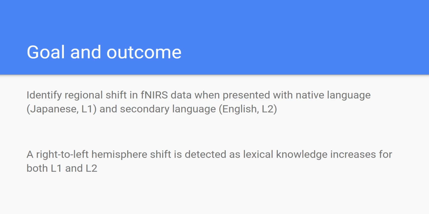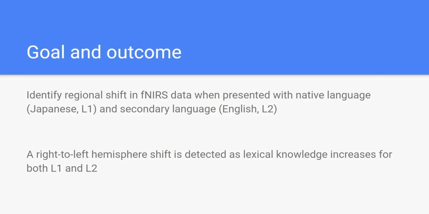But the goal and outcomes of the paper was that they wanted to identify what fNIRS data looks like when participants are presented with their native language, which in this case was Japanese, and it's going to be referred to as L1 or language 1, and their secondary language, which in this case is English or L2, language 2.